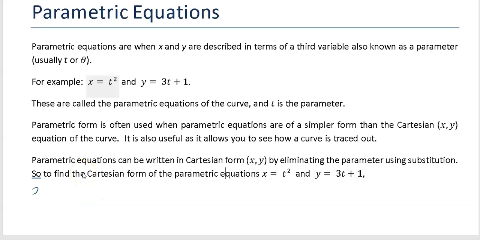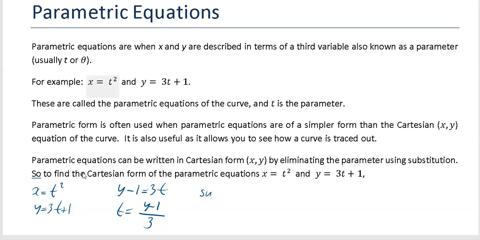Okay, so I'm going to write my two equations. These are my two parametric equations: x equals t squared and y is equal to 3t plus 1. Now what you want to do here is to rearrange one of the equations so that t is the subject. It's generally easier to use a linear equation to do this, so I'm going to rearrange y equals 3t plus 1, so y minus 1 is equal to 3t. Then t is equal to y minus 1 all divided by 3.